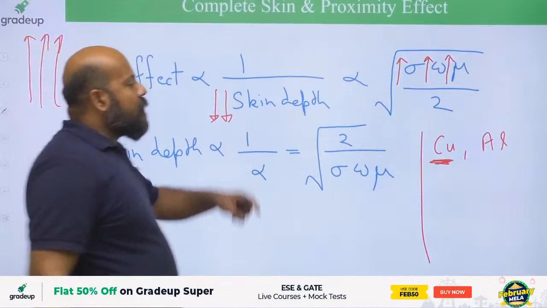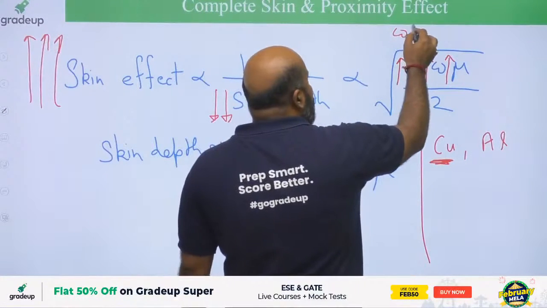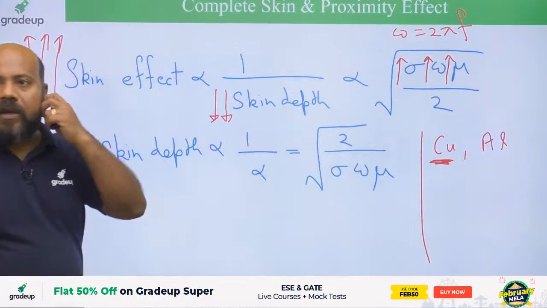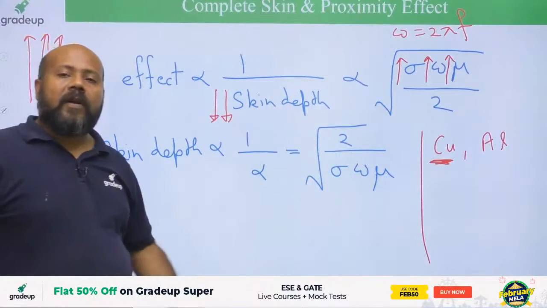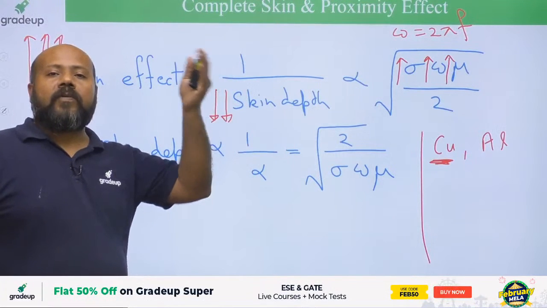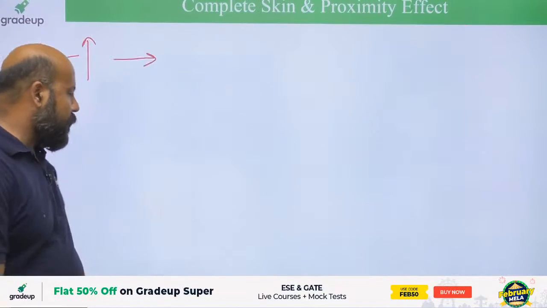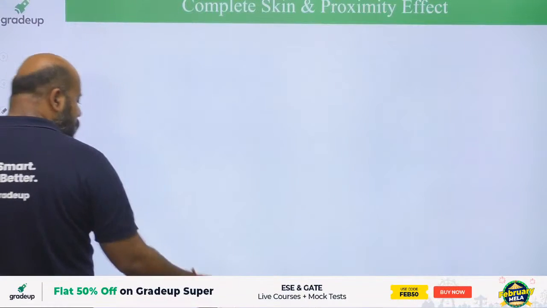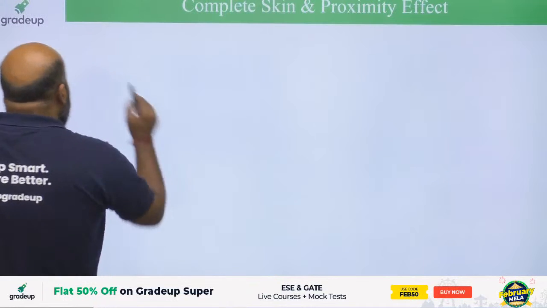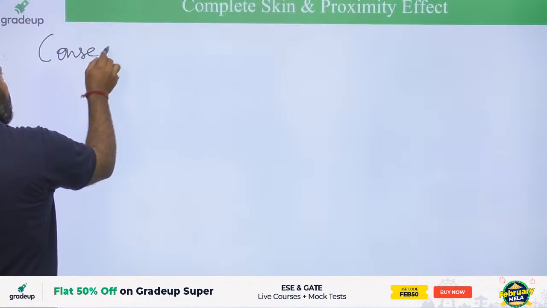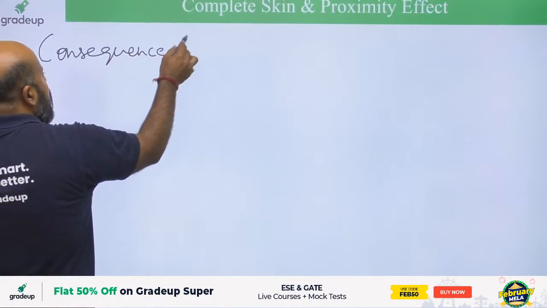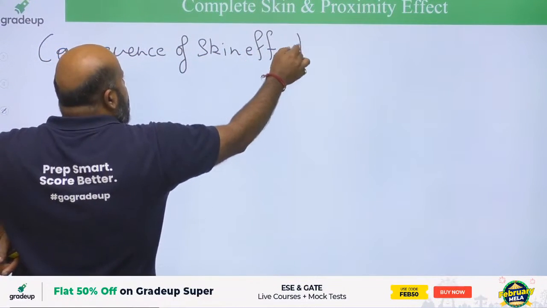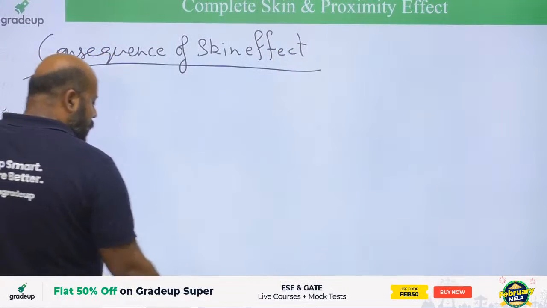Similarly, if you are having a higher frequency, because this omega we are defining as 2 pi f, so if the frequency of operation is going to be higher and higher, more and more pronounced skin effect you are going to get. But I want you to understand what is the consequence. What is the consequence of skin effect? That is what I wanted all of you to understand.